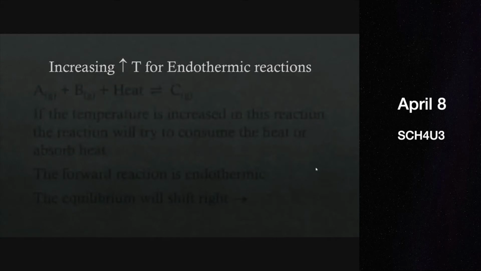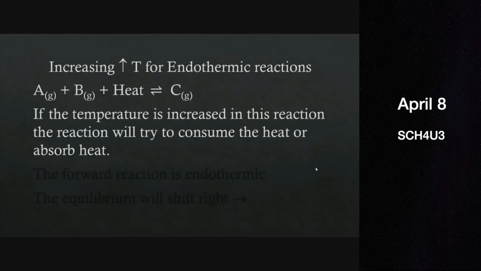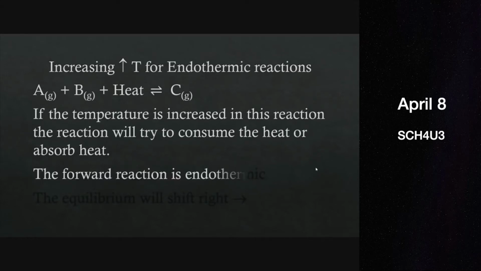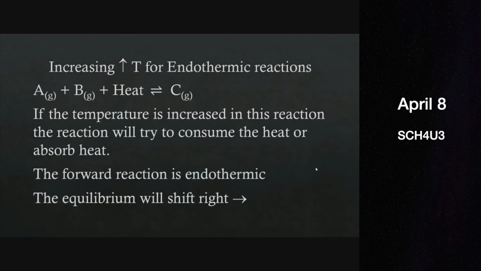Increasing temperature for an endothermic reaction. If you look at this fictitious reaction, where heat is added to the reactant to produce the products, if you increase the temperature, the added heat has to be consumed, which means more and more products will form. Therefore, equilibrium will always shift right in this case. For endothermic reactions, an increase in temperature always favors the forward direction.